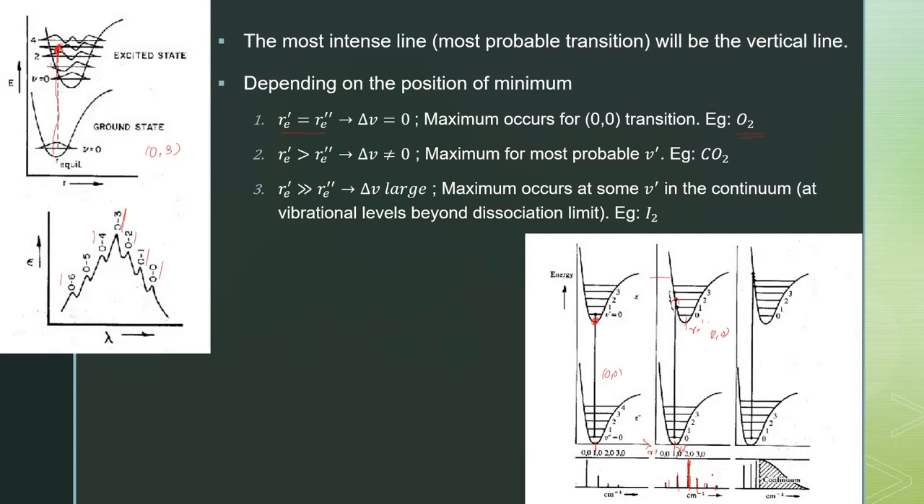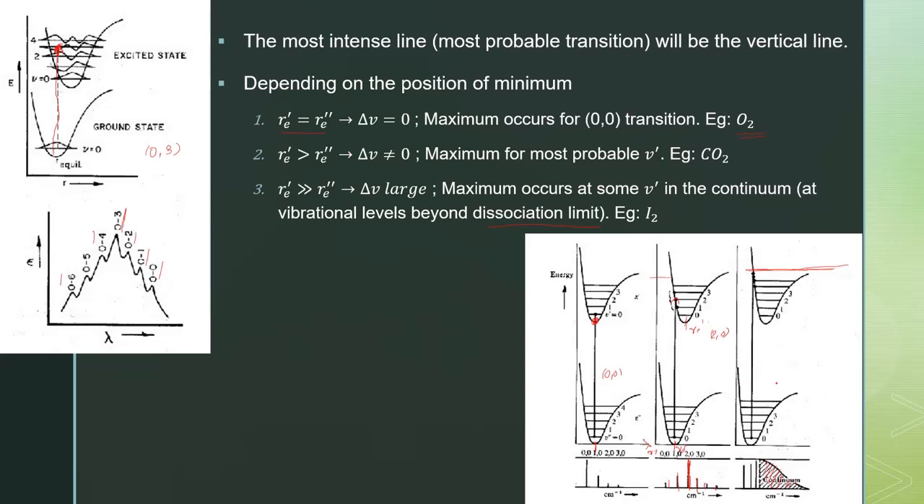And another case is that if the Re dash, that is the internuclear distance of the excited state, falls in the dissociation region, or that is the molecule has a very high bond length or has dissociated, then in such a case the distance between Re dash and Re double dash will be very large, and the maximum line which we get will be in the continuum region. That is the vibrational state of the excited state to which the electron goes is actually in the dissociation limit. So what we observe is a continuum.